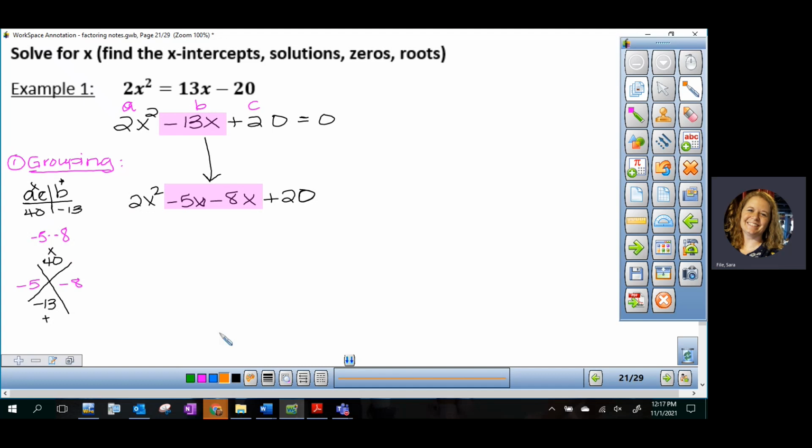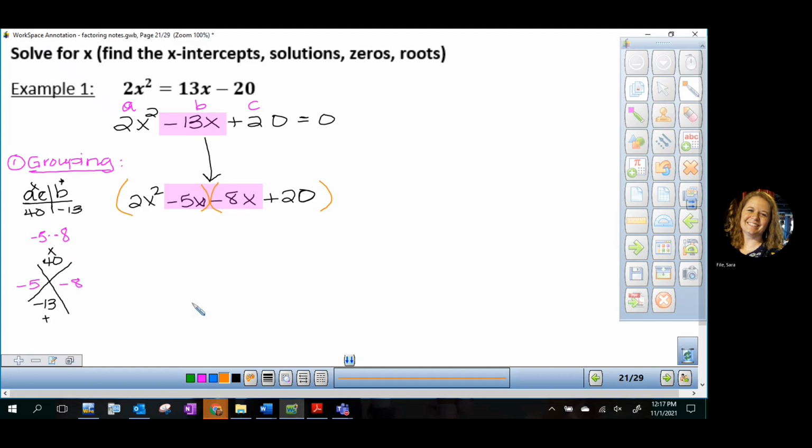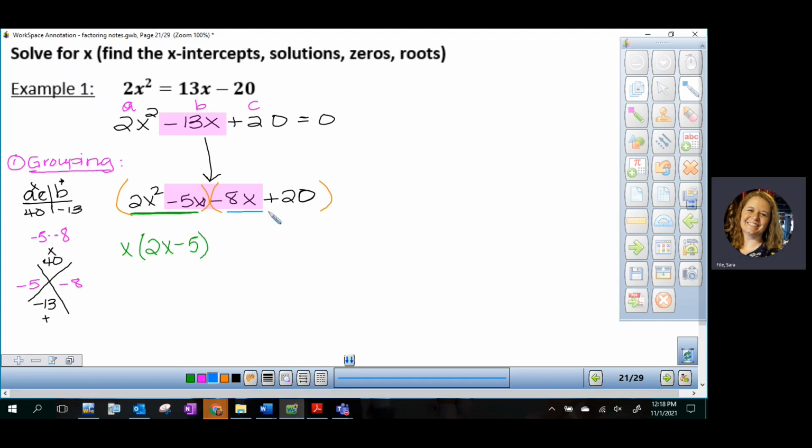Okay, now grouping, I create two groups. So with the first group, what is the GCF between 2x squared and negative 5x? What do they have in common? Not a 2, because this is 5, so just x. Okay, what's going to be left if I divide an x out of that? Good.